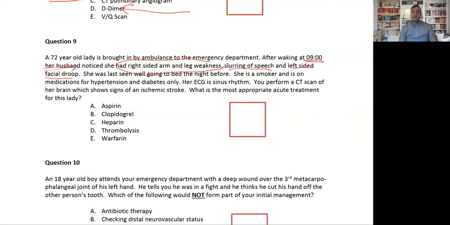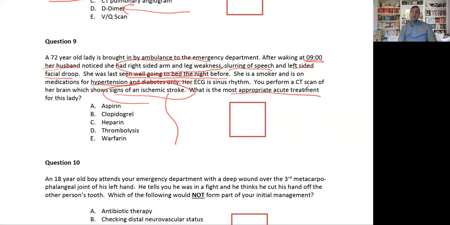She was last seen well going to bed the night before. She is a smoker and on medication for hypertension and diabetes only. Her ECG shows sinus rhythm, and you perform a CT scan of her brain, which shows signs of ischemic stroke. So she had an ischemic stroke. What is the most appropriate acute treatment for this lady?